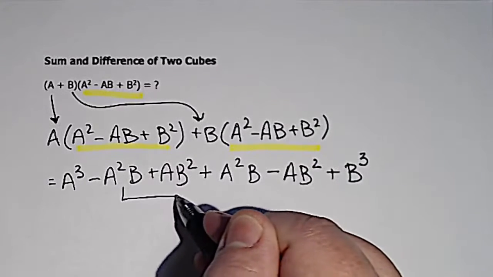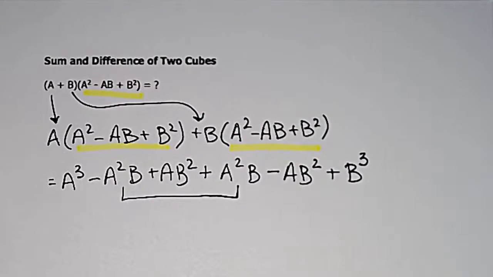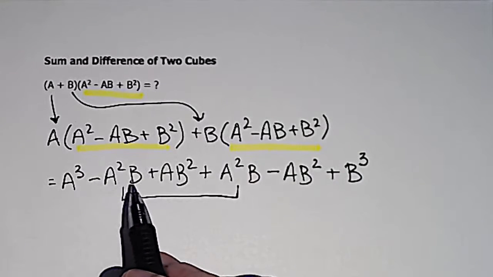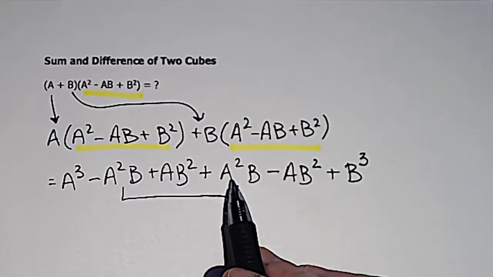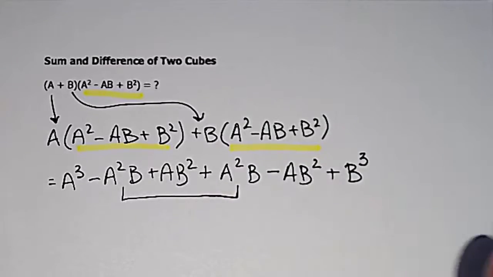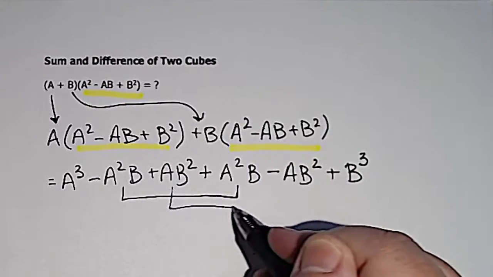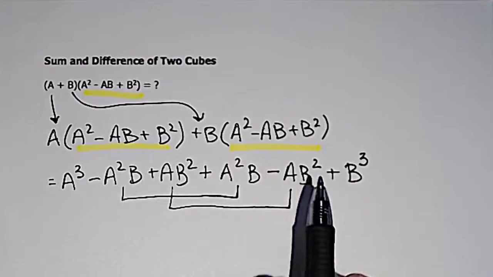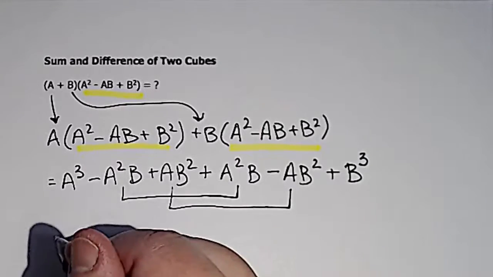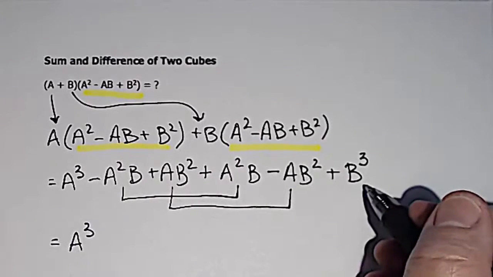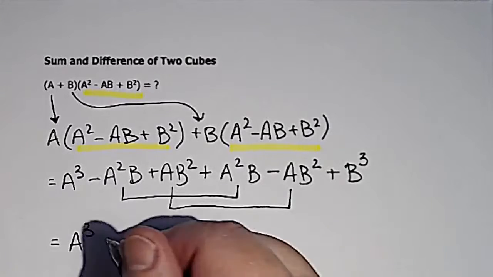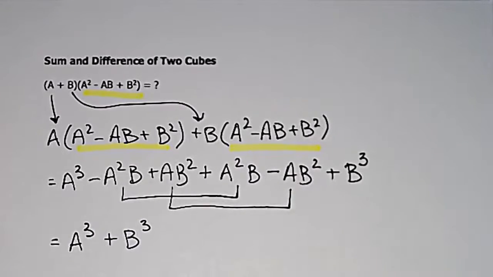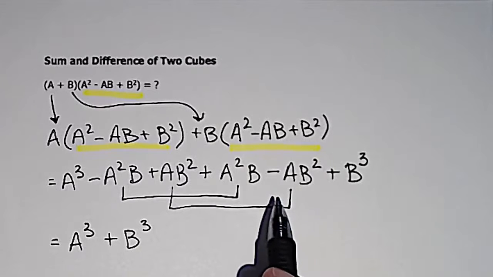This is going to cancel with that. The a squared b: there's a minus a squared b here, and a plus a squared b here. And then ab squared cancels with the minus ab squared. So everything in the middle cancels out. All you have left is the a cubed, and way out over here, plus b cubed. It's kind of cool that everything cancels out so nicely.